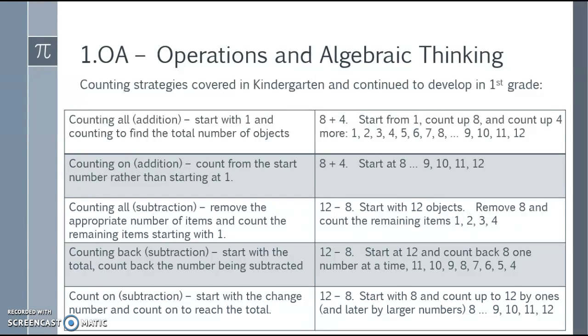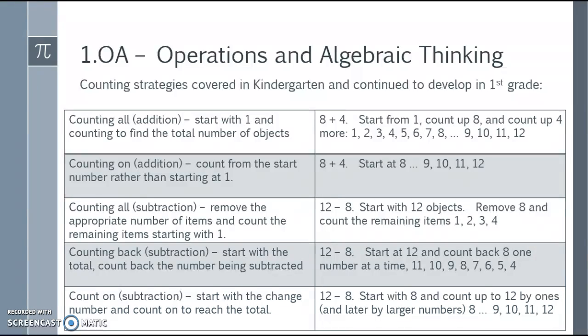Or we could count all with subtraction. So we would remove the appropriate number of items. So we would have physical objects with us and count the remaining items starting with 1. So if I start with 12 counters, I need to remove 8 of them. So I would count out 8 to remove them. And I would see I had 1, 2, 3, 4 objects that are left.